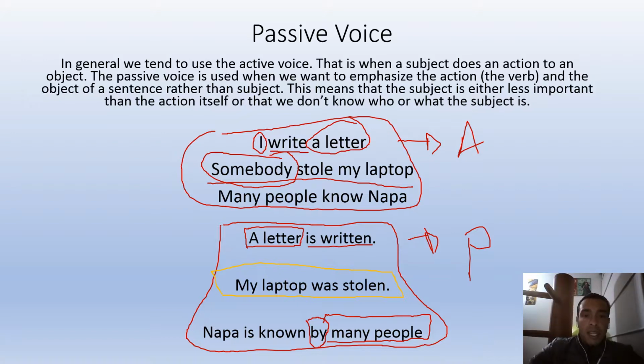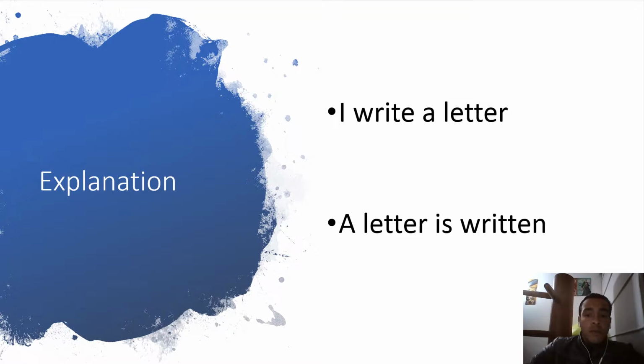But now we are going to explain a little bit more about the passive voice. Okay, so we are going to start with the simple present. "I write a letter." That is a very easy sentence, and it is going to help us a lot. The first thing that we need to identify is the object, that is "a letter." So this is the object. We're going to move the object to the beginning of the sentence. So it's going to be "a letter."